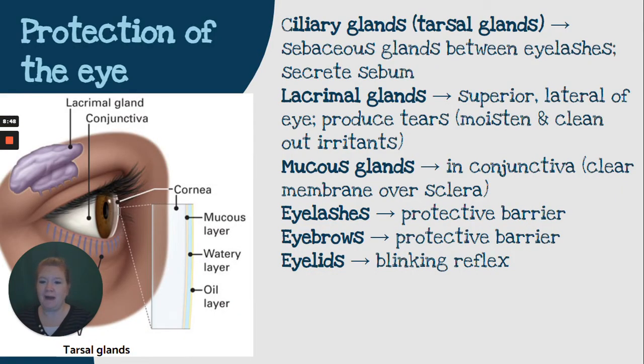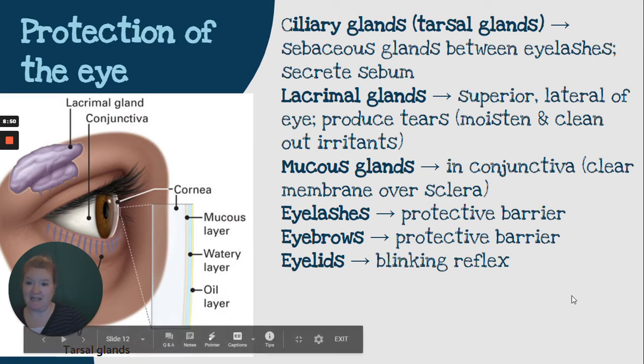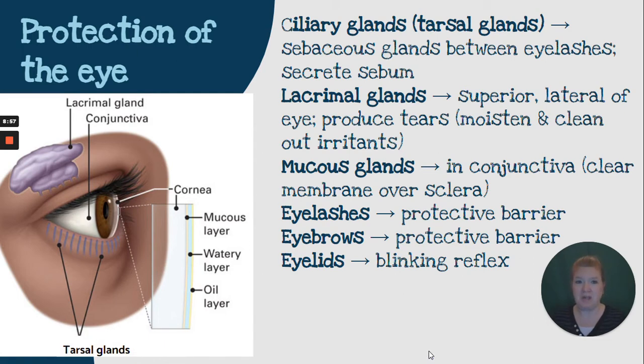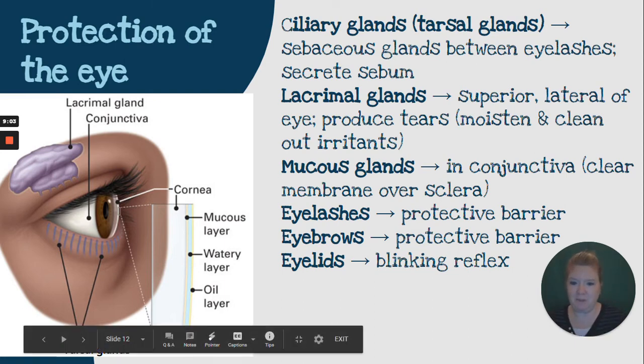So how do our eyes get protected? So there are a bunch of different ways. Okay. So we have ciliary glands or tarsal glands, and they're sebaceous glands between the eyelashes. So they secrete sebum. So what's that? That's the oily layer.